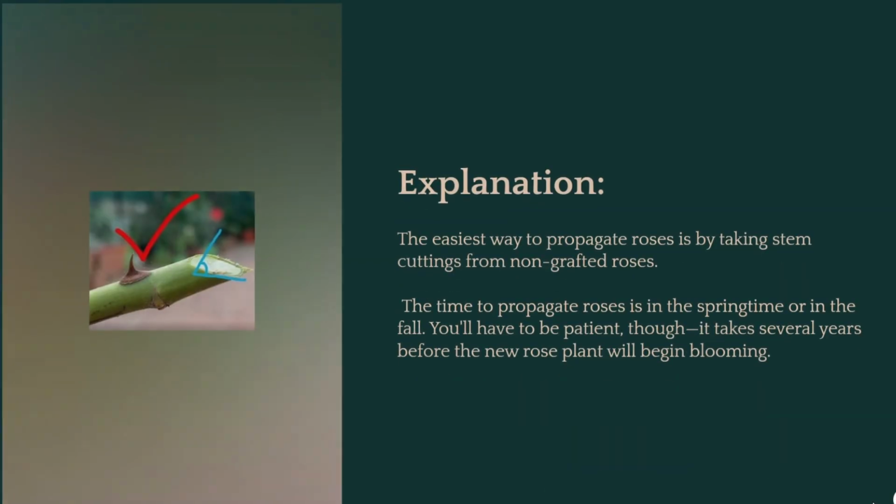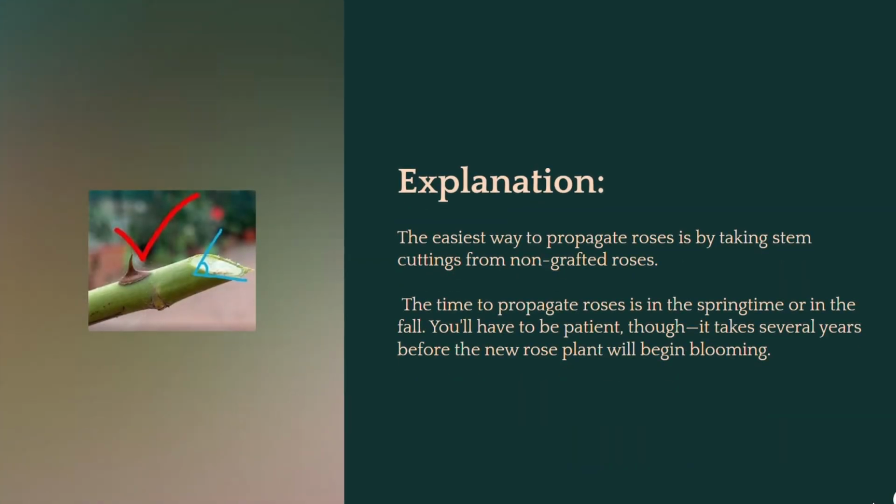The easiest way to propagate roses is by taking stem cuttings from non-grafted roses. The time to propagate roses is in the springtime or in the fall, and you'll have to be patient, though, as it takes several years before the new rose plant will begin blooming.